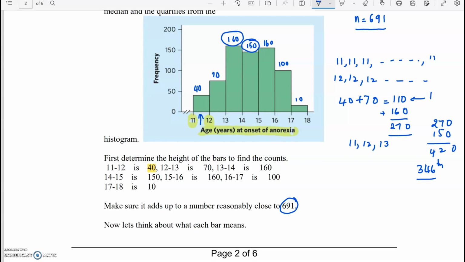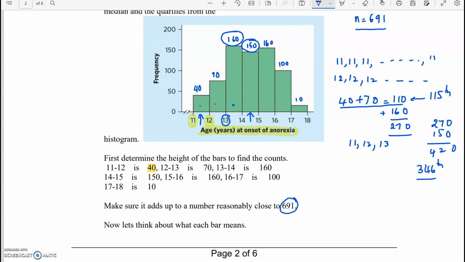If I want to find the 115th number, it's definitely not in the first two bars because the first two bars add up to 110 people, and that is either 11-year-olds or 12-year-olds. So the 115th number will be in the third bar, which is from 13 to 14, which is 13-year-olds, right? So the 346th number sits in this bar, which is the fourth bar.